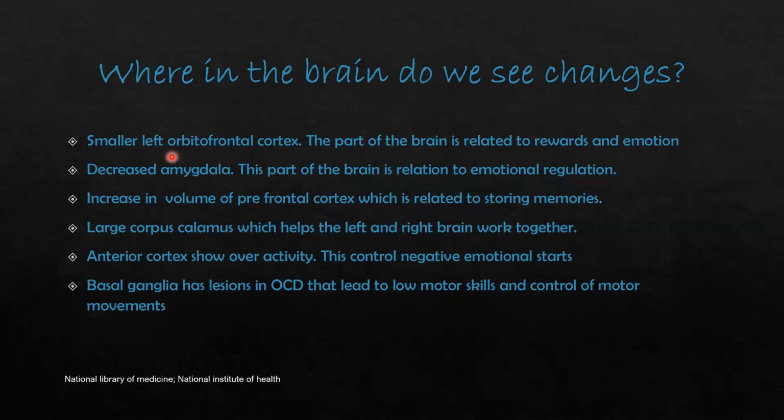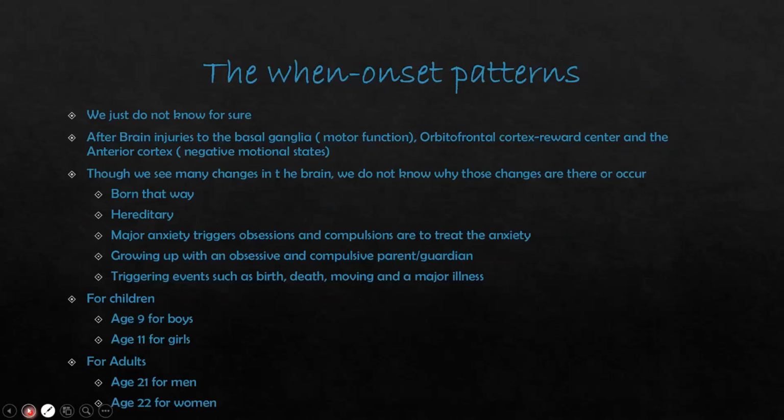We see a smaller left orbital cortex. We see decreased amygdala. There is an increase in volume of the prefrontal cortex. Large corpus callosum. Anterior cortex shows overactivity, and the basal ganglia has lesions in OCD. So that's a lot of stuff. Know that the brain is stronger than a teacher saying, stop washing your hands, right? We just don't know for sure, okay? After brain injuries to the basal ganglia, the orbital frontal cortex, and the anterior cortex, we see onset patterns.